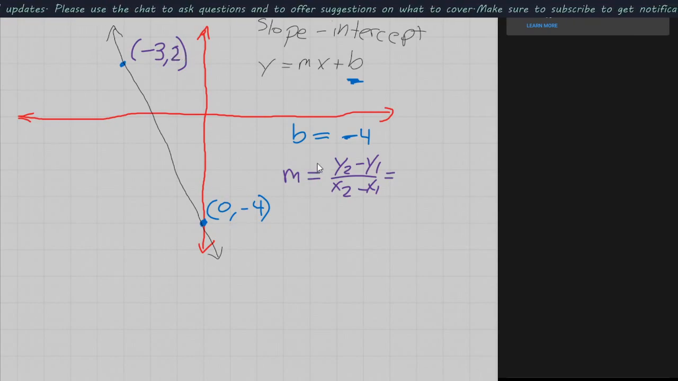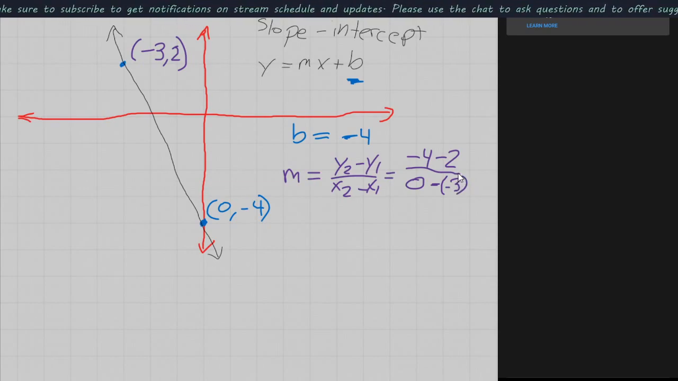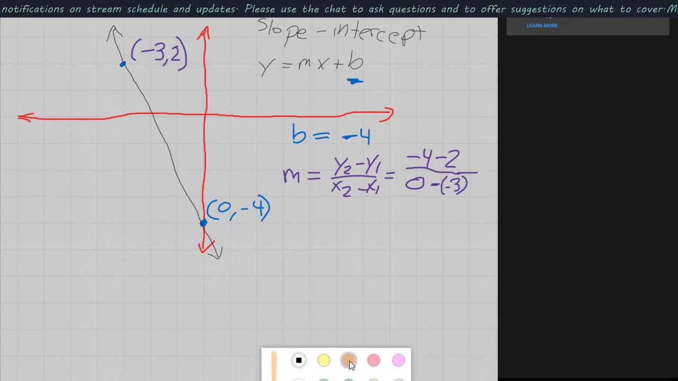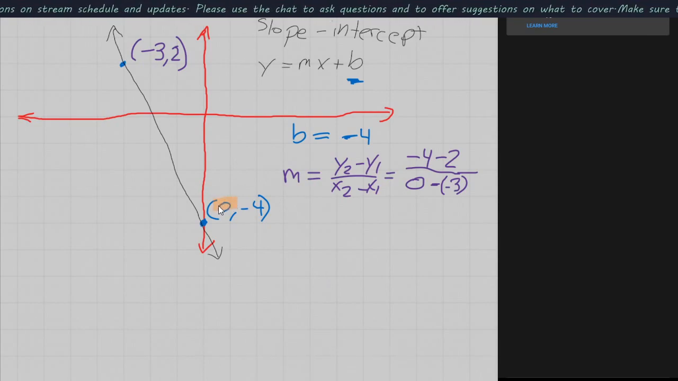So our second point has a y value of -4, and our first y value, back all the way over here, is a 2, so -4 minus 2, over, our x was 0, minus -3. Notice I just didn't drop the negative. I know we're subtracting, so you think that would be the minus symbol there, but no, it's a double negative here. And let's color code this a little easier. So our x's, so we got 0.